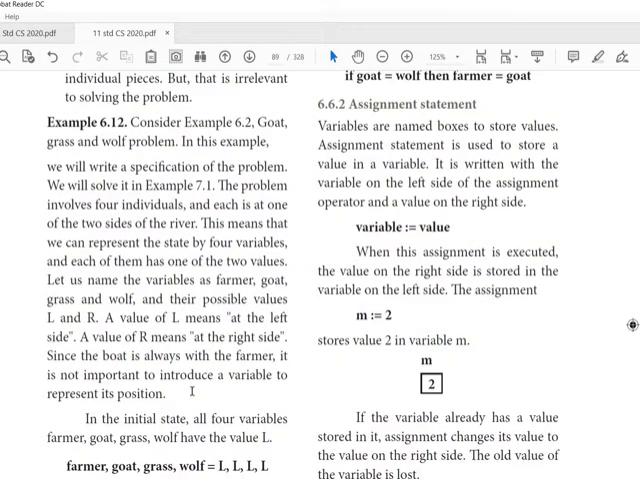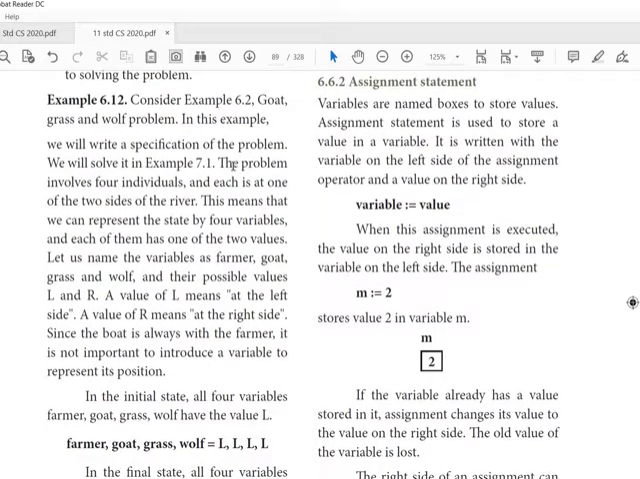They have given another example problem, that is the goat, grass and wolf problem. So it's an interesting problem. I hope many of you have learned this in your small classes. It's like a riddle, but anyhow, we'll see it once again. The problem involves four individuals, that means the farmer, grass, the wolf and the goat, each at one of the two sides of the river.